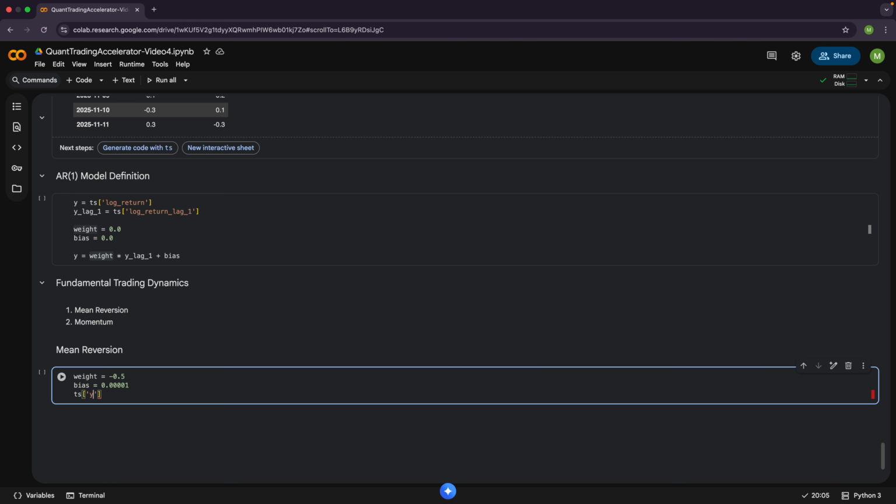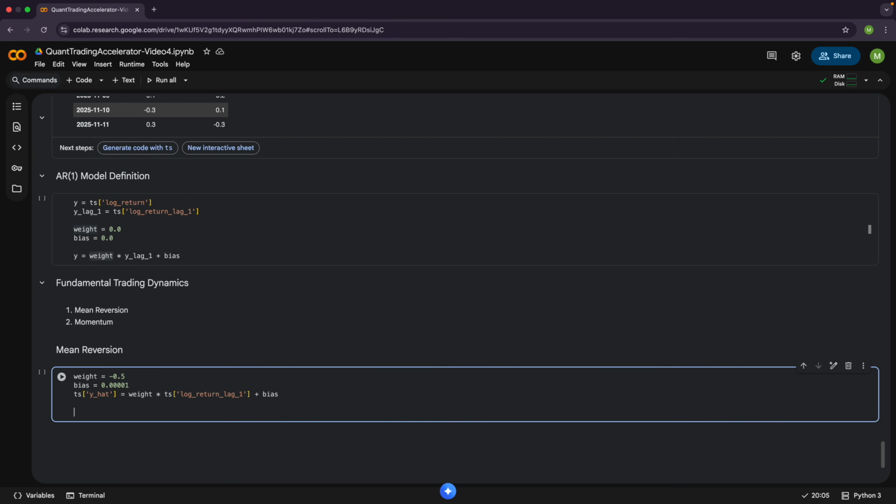And we're going to say that Y hat is our prediction of Y. So this is the actual value of Y, but we want to make a prediction, so we denote it as Y hat, and essentially just regard it as our prediction. It's going to be the weight multiplied by the log return lag 1 plus the bias. So now this is our prediction, and now what we're going to do is print it out.